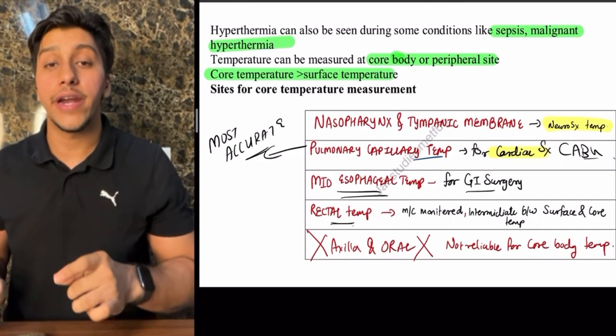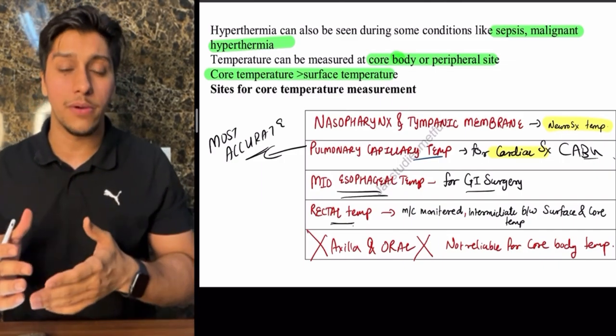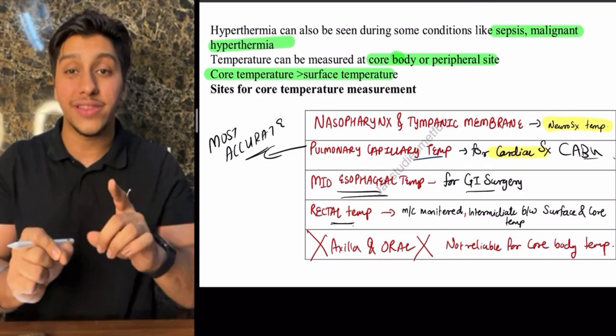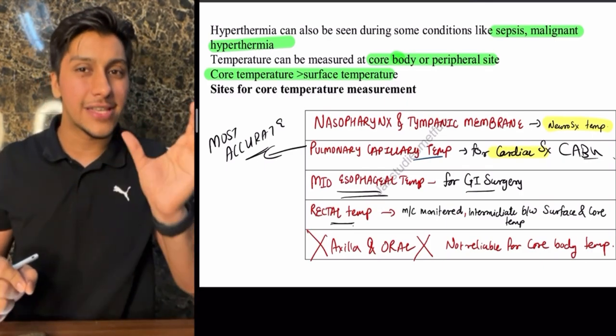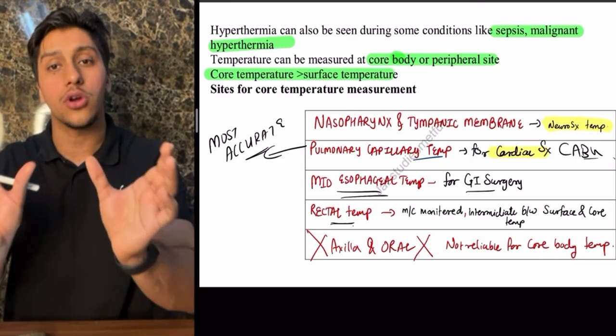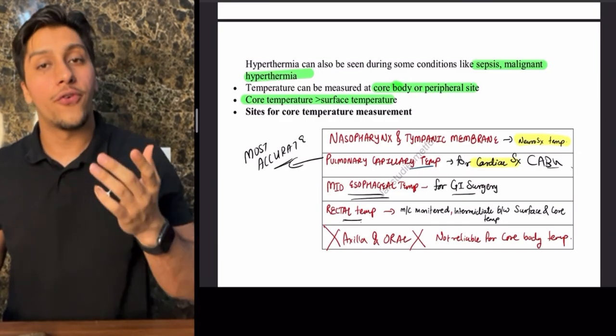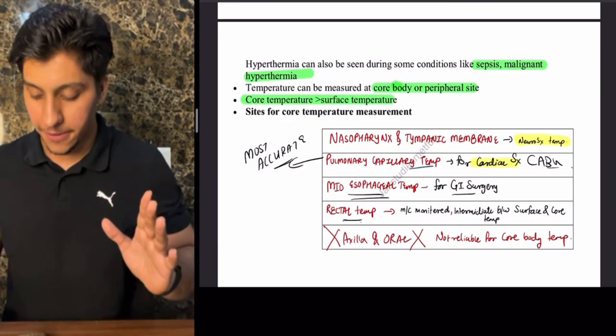Rectal temperature, on the other hand, is usually done in emergencies like trauma because it is easy access. But remember, it is not a proper core temperature; rather it is intermediate, between the surface temperature and the core temperature. You don't rely on axillary or oral temperature for core body temperature. I hope this is clear.